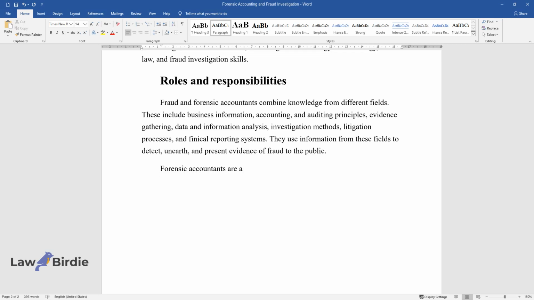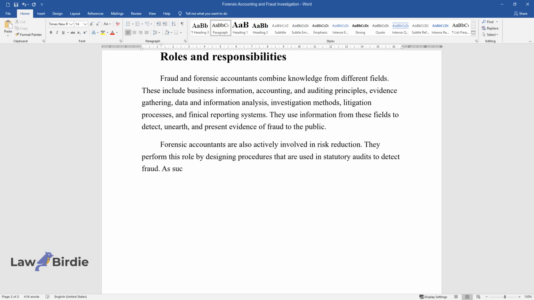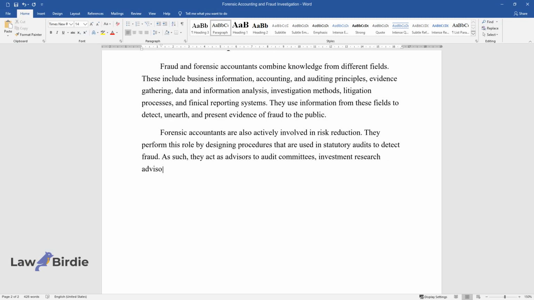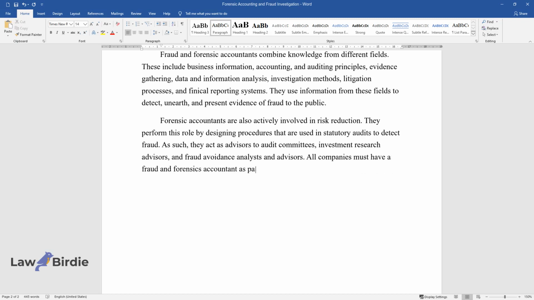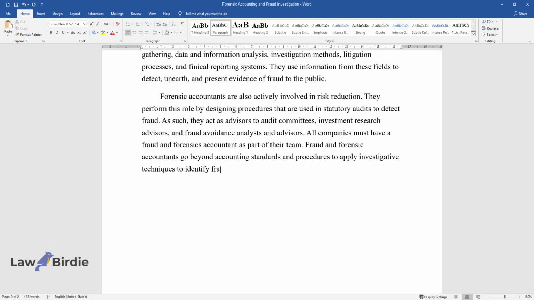Forensic accountants are also actively involved in risk reduction. They perform this role by designing procedures that are used in statutory audits to detect fraud. As such, they act as advisors to audit committees, investment research advisors, and fraud avoidance analysts and advisors. All companies must have a fraud and forensics accountant as part of their team. Fraud and forensic accountants go beyond accounting standards and procedures to apply investigative techniques to identify fraud. This is aided by knowledge of human behavior patterns.